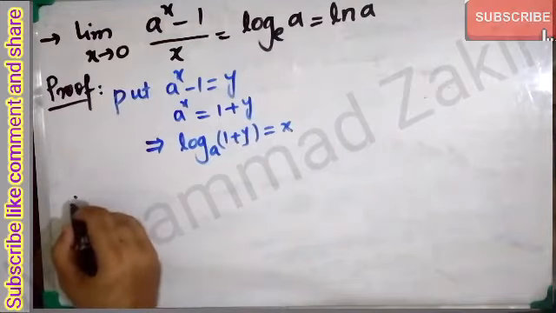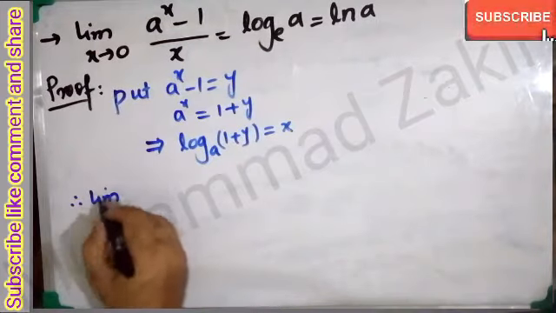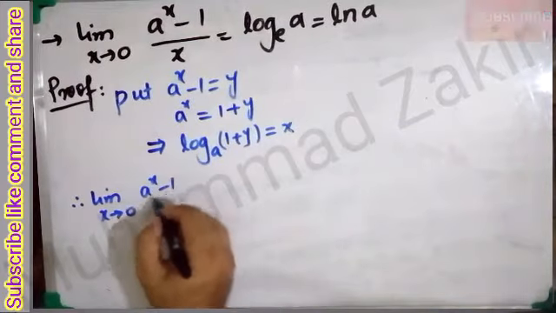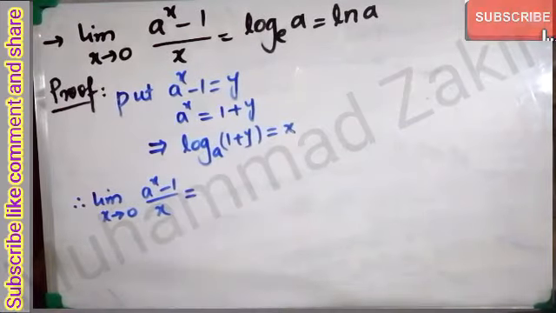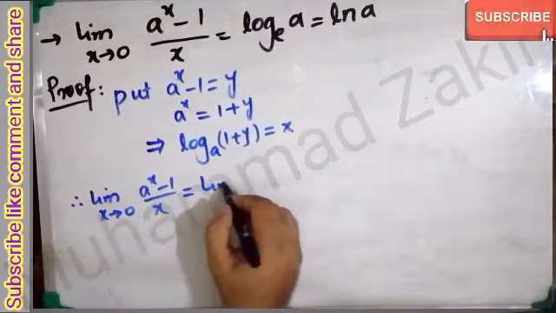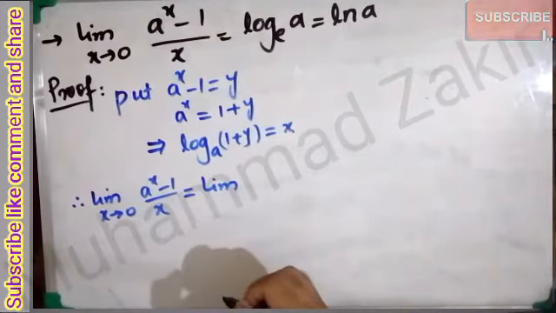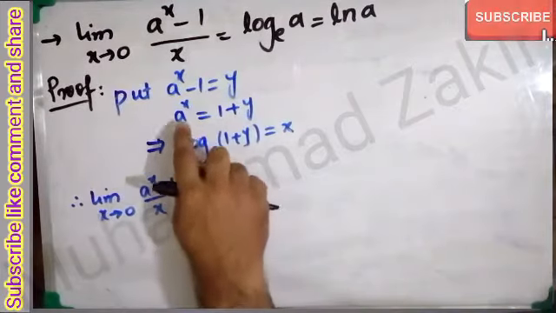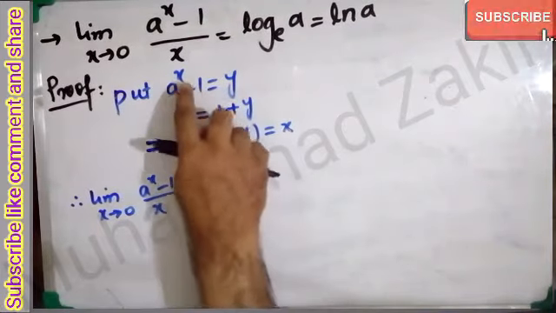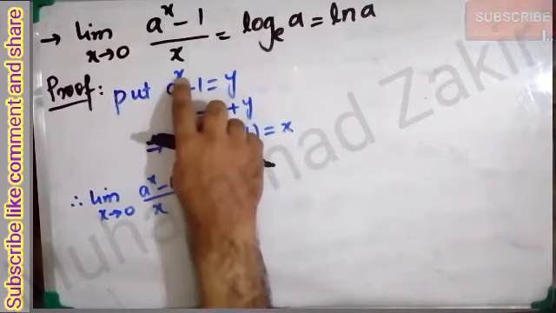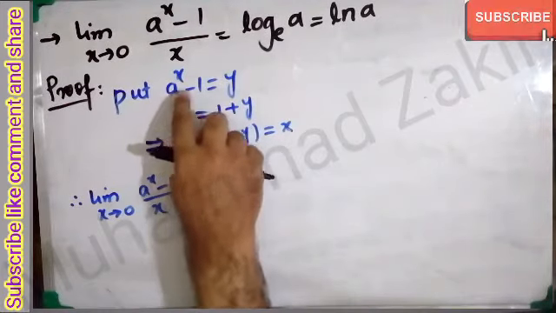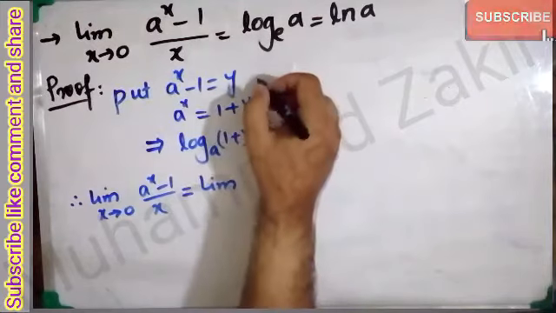Now we have to evaluate this limit: limit x approaches 0 of a^x minus 1 by x. What will it be written as? One thing more we will see, that if x approaches 0, then it becomes a power 0. A power 0 is 1. 1 minus 1 is 0. Then y becomes 0.